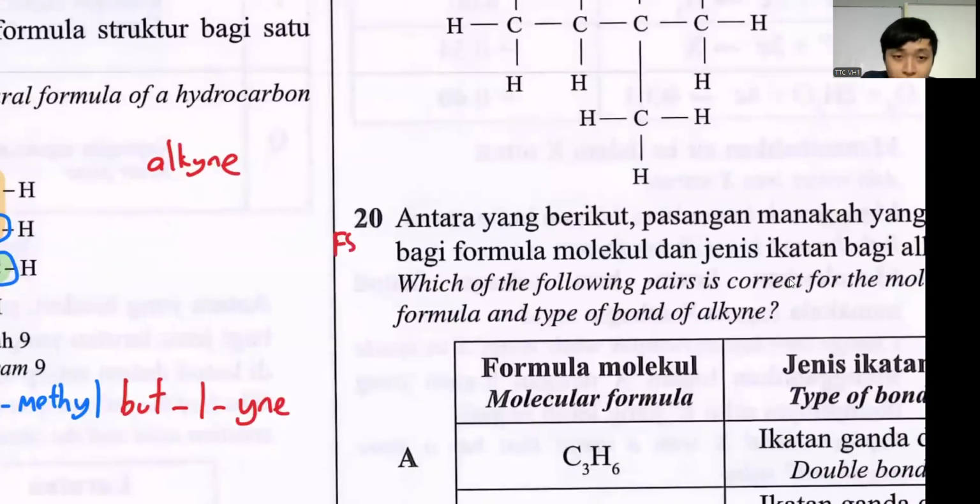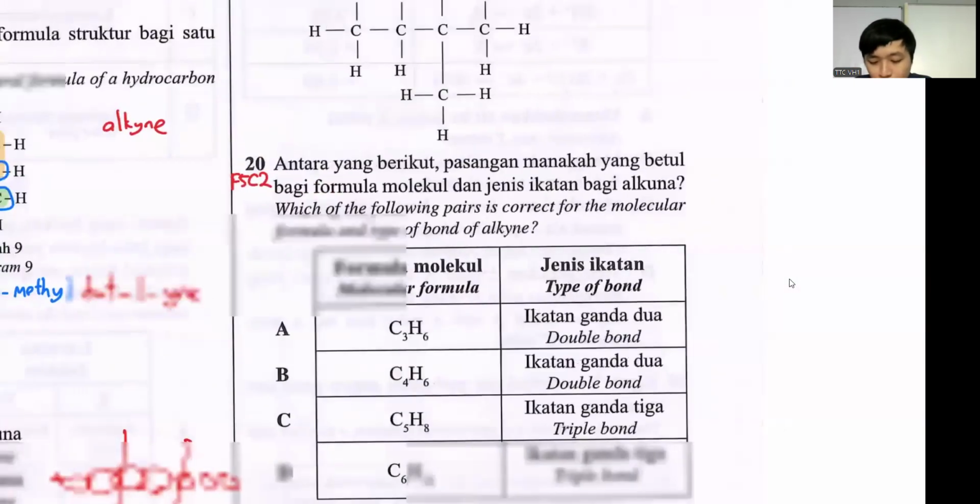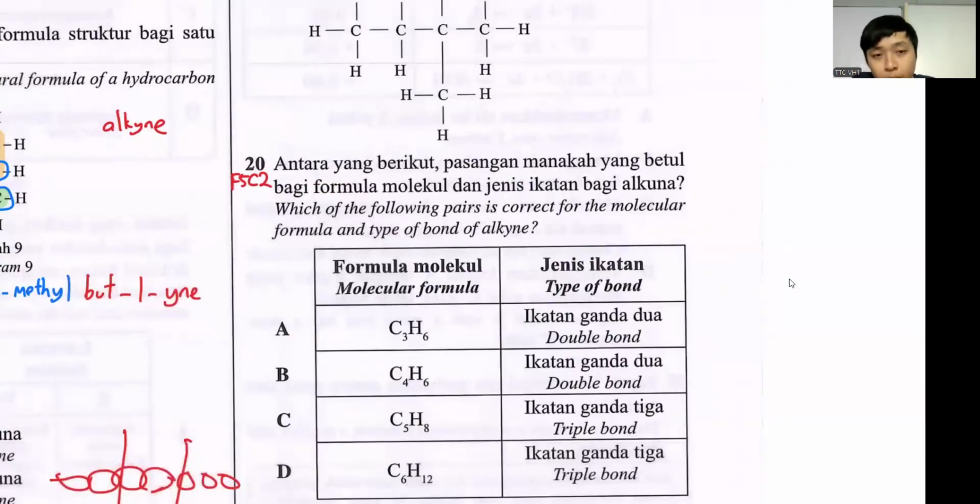Okay, then you have question D, also form 5.2. Which of the following is correct for the molecular formula and type of bond of alkyne? Simple. Alkyne is, I told you just now, carbon triple bond. Okay, so the only part correct is C and D there. Okay, D is not correct. Okay, the formula is not correct. Okay, the formula correct is B and C.